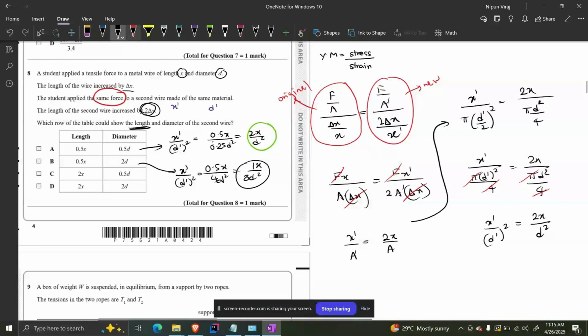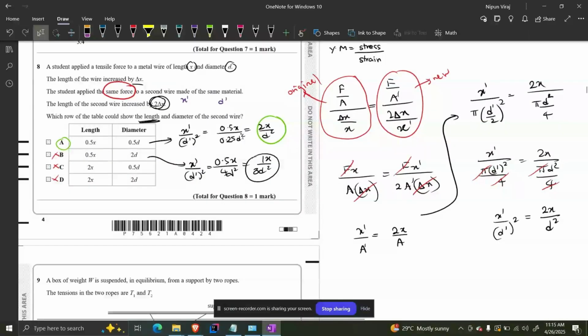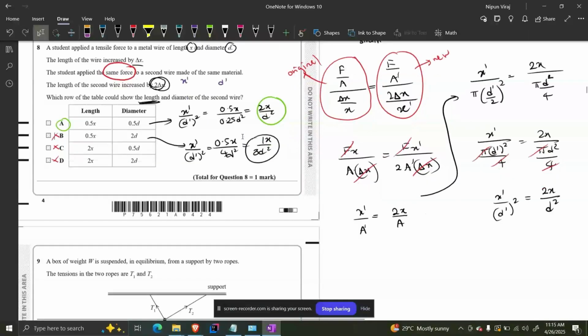So that is wrong. Okay, this is wrong. Likewise, these all should be wrong, and this should be the correct answer, because only in that answer we find that the ratio is equal to 2x over d squared. Okay, initially I made a small mistake, so just catch up with that.